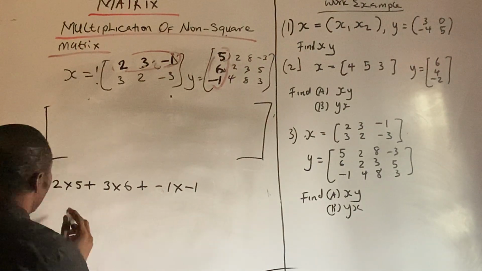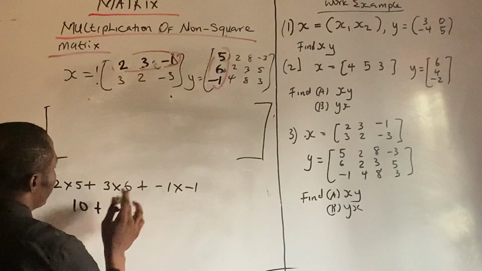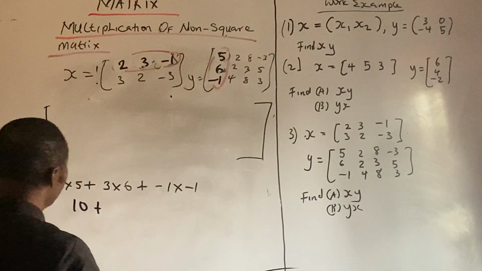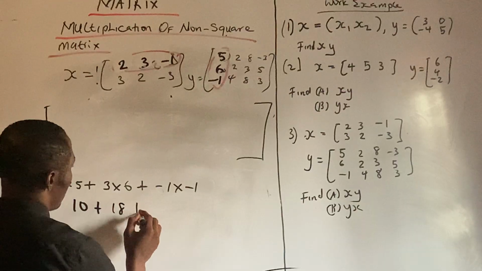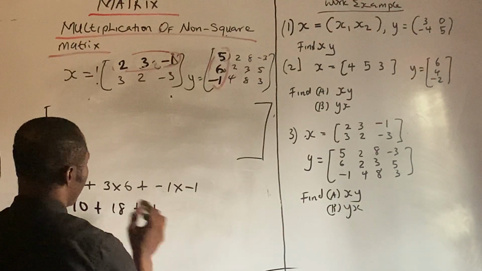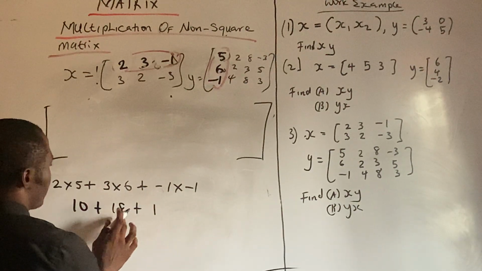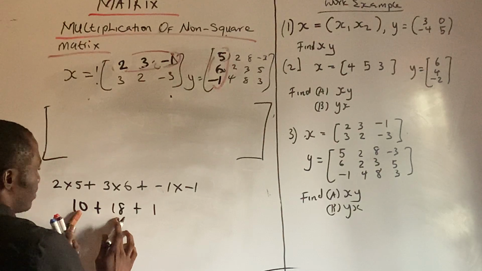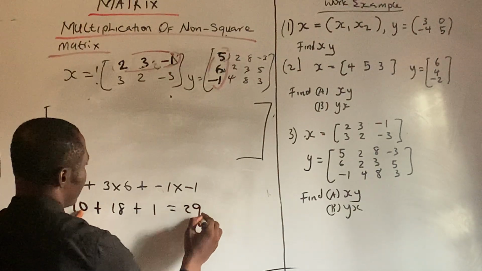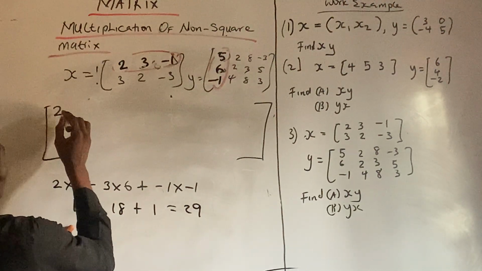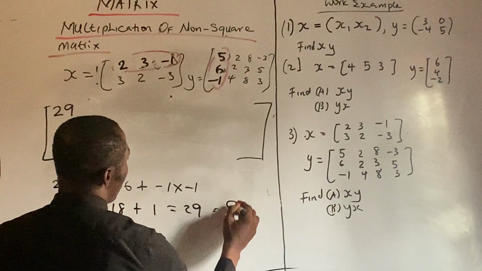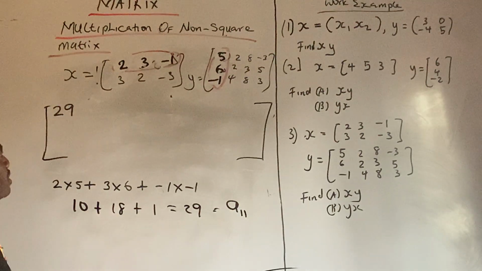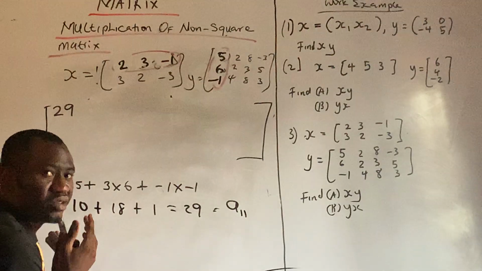We have 2 times 5 is 10, plus 3 times 6, that is 18, all right? Plus minus 1 times minus 1, that is 1. So this will give me 1 plus this, that is 19. That is going to give me 29. So over here, the first row, the first column is 29. This is also called A11. All right, so let's call this matrix A, matrix A11.